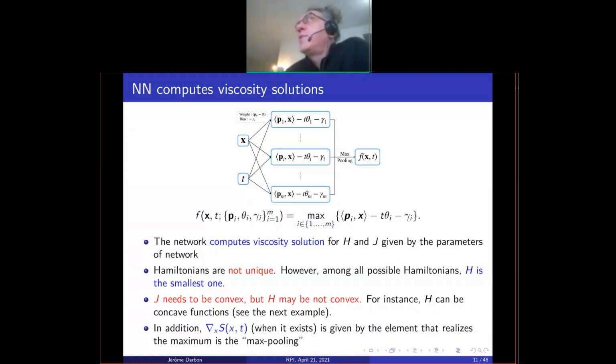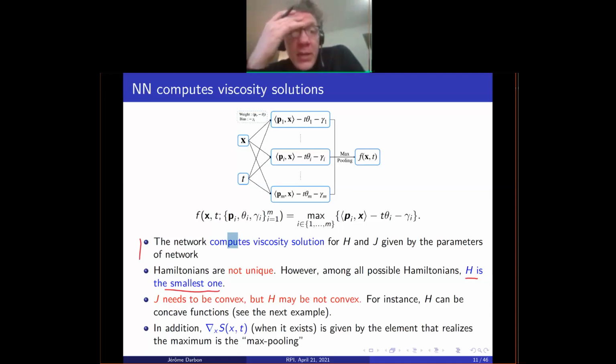So the summary of this architecture so far is as follows. You are given the following shallow neural network that defines the function f. We show that that neural network actually computes a viscosity solution for h and j given by the parameters of the neural network. And you do not have uniqueness of the Hamiltonian. You have many possible Hamiltonians, but among all possible Hamiltonians, the h that was defined is the smallest one in terms of the pointwise minimum.